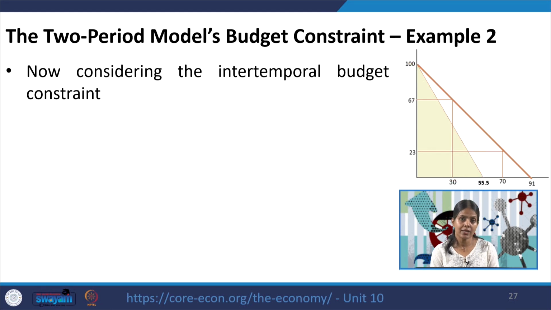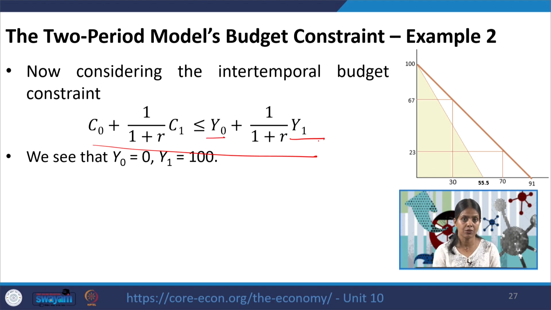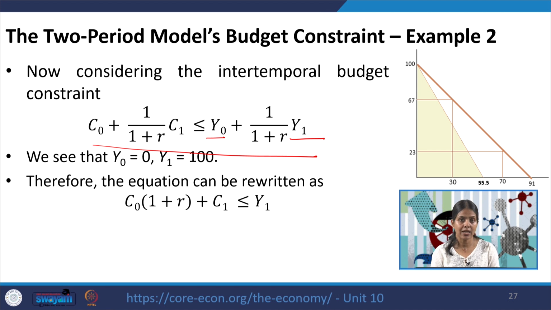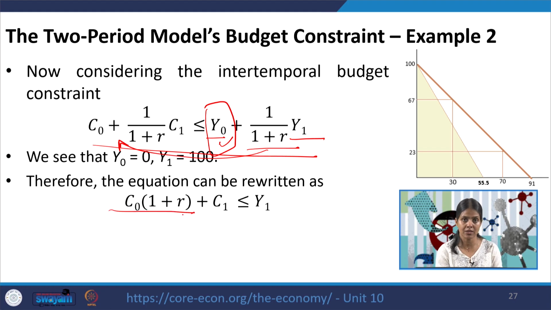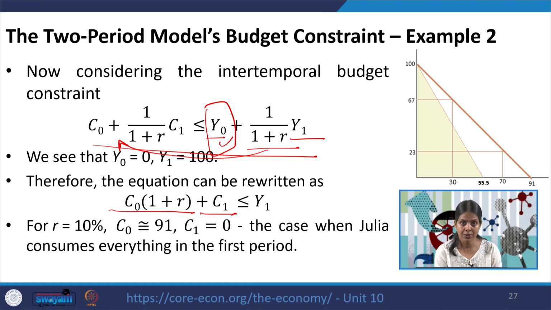Now, considering the intertemporal budget constraint, that is this expression that we have already derived, we see that here in the context of Julia, y0 equals 0 and y1 equals 100. Therefore, the equation can be rewritten as, since y0 equals 0, I have dropped it, and 1 plus r is multiplied or taken to the other side. So, I have C0 into (1 plus r) plus C1 less than or equal to y1. So, for r equal to 10%, you can see that C0 could be approximately equal to 91, whereas C1 would be 0, the case when Julia consumes everything in the first period.